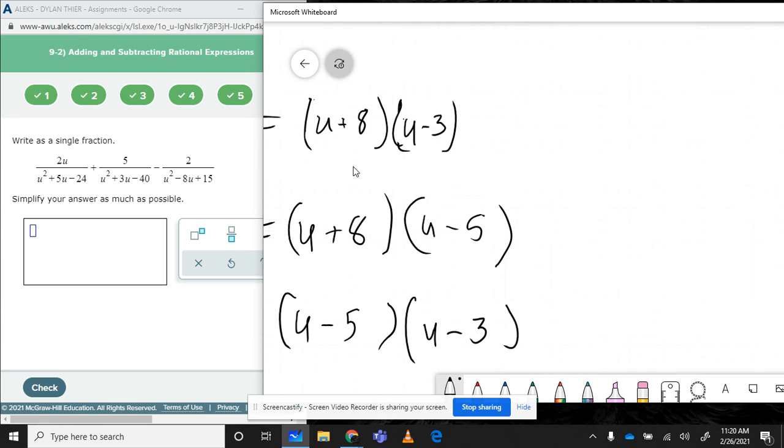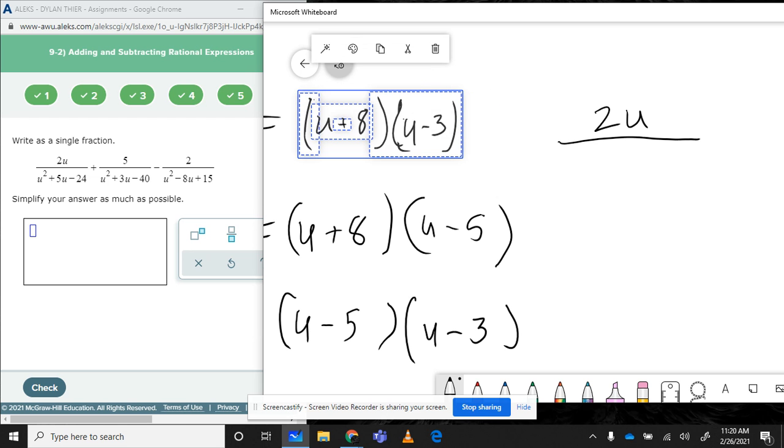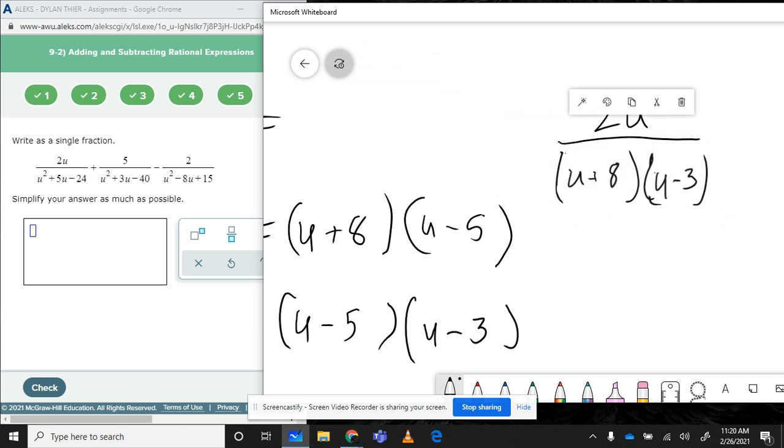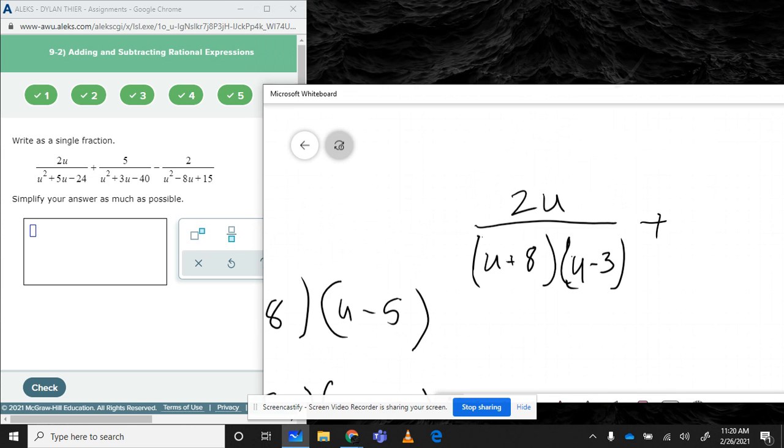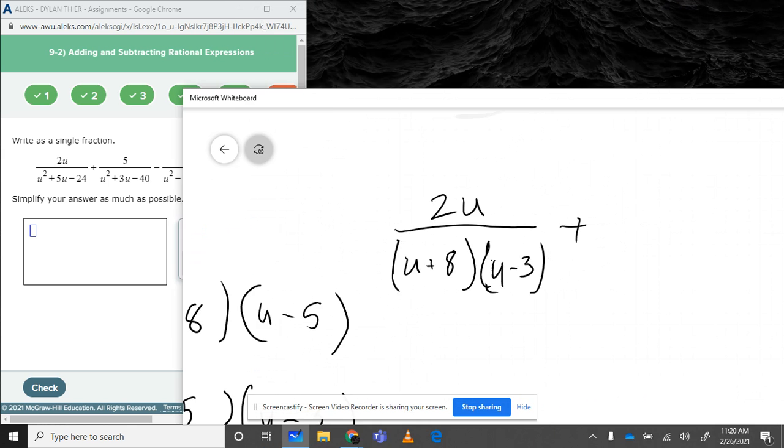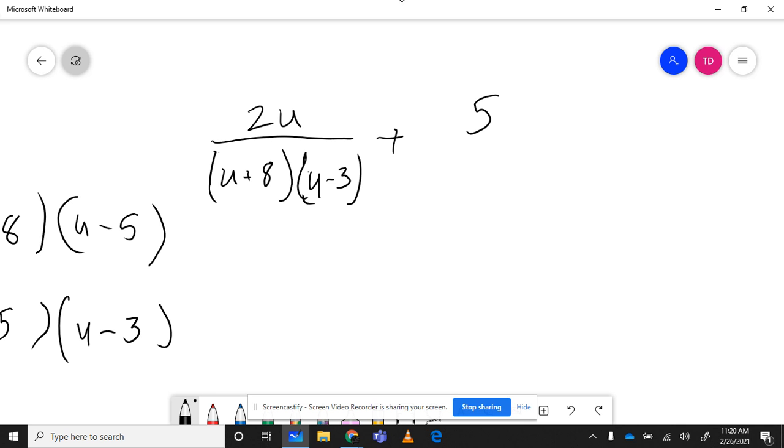Okay. And we can rewrite our expression as 2u over these guys plus 5 and then minus 2 plus 5 minus 2.